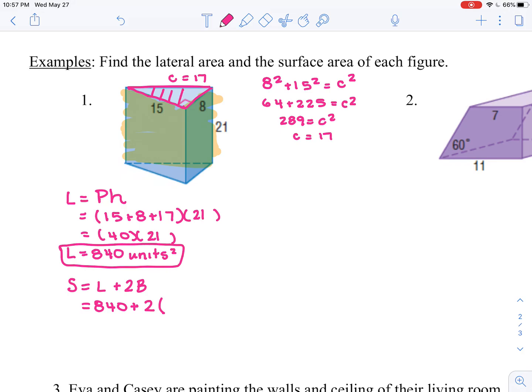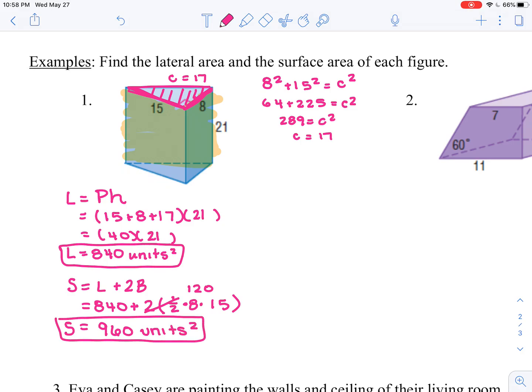To find the area of the base, here our base is a triangle. So if I use this triangle again, to find its area, I multiply 1/2 times the base of the triangle, which is 8, times the height of the triangle, 15. When we multiply out the second part, 2 times 1/2 is just 1. 8 times 15 is 120. So if we add 840 and 120, our total surface area is 960 square units.